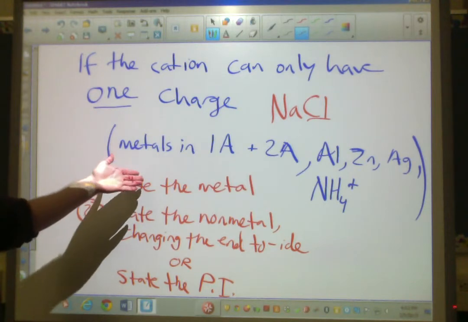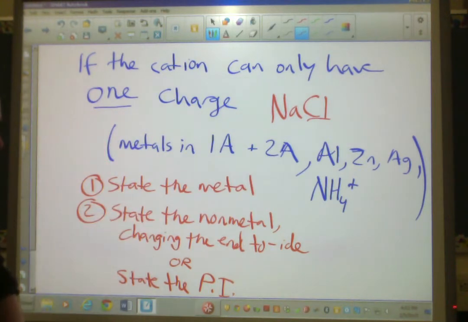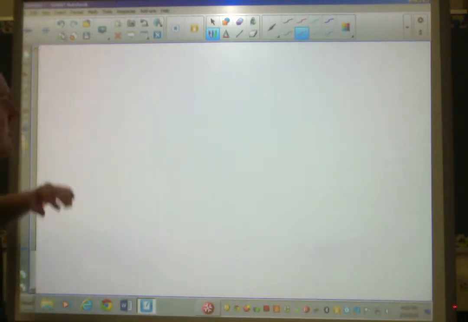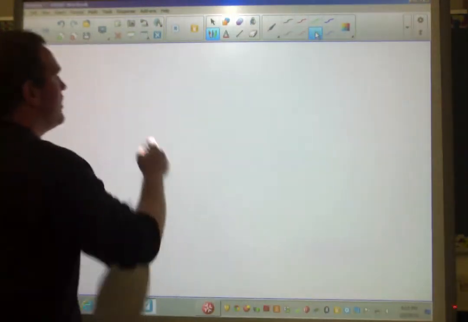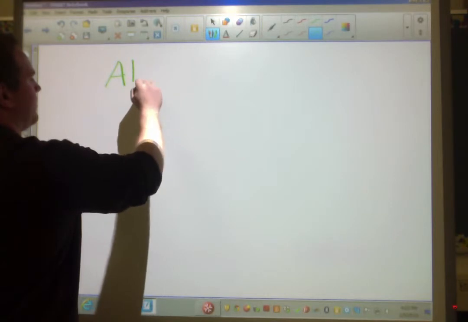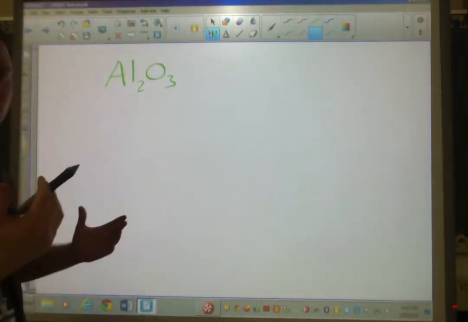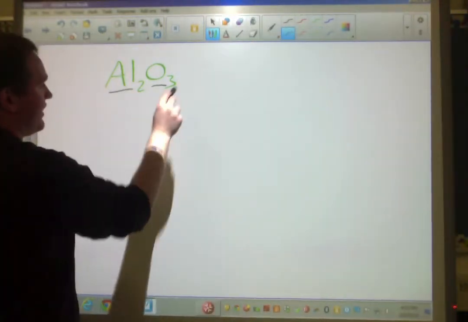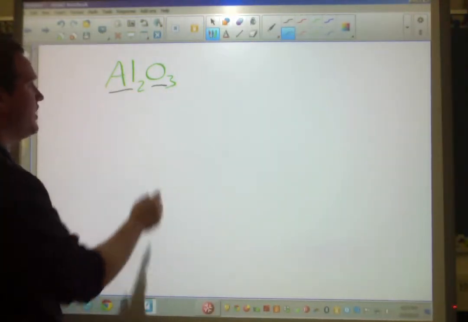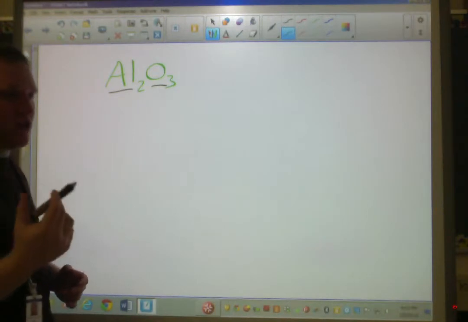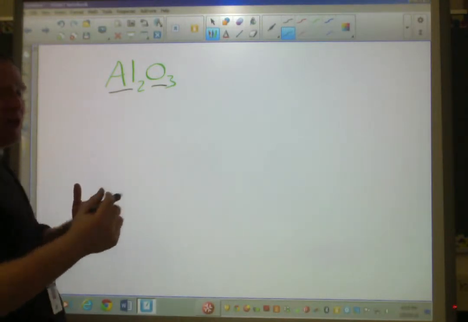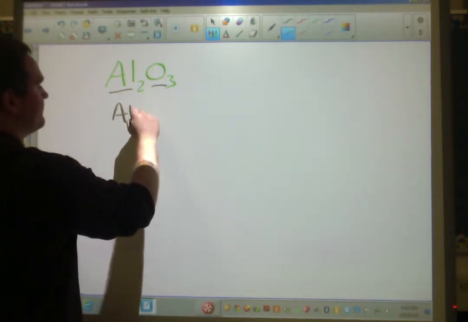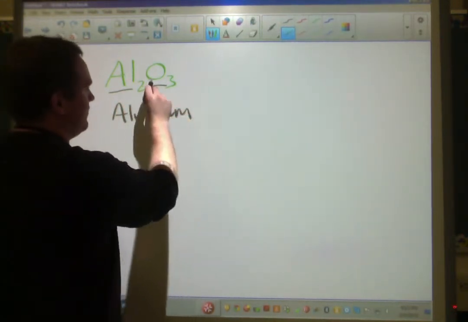So basically you're going to state the name of the metal, state the non-metal, change the N to "ide," or state the polyatomic ion. Let's just do a couple quick examples. So if I have Al2O3, first question I always ask, is this ionic or covalent? Well, metal, non-metal, ionic. Next question, I look at the metal. Do we know the charge on aluminum? Yes, we do. It's always 3+, so I don't need Roman numerals. So to name this, I just say aluminum oxide.